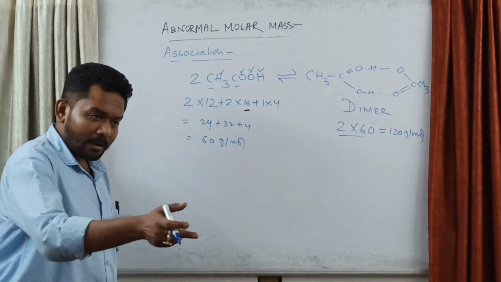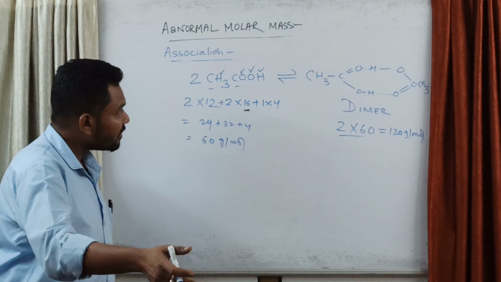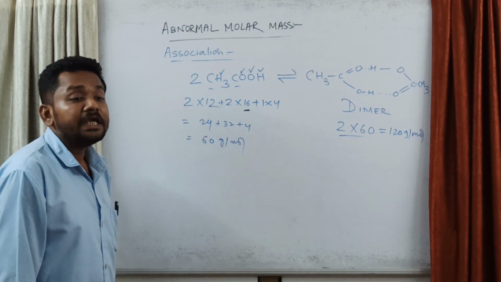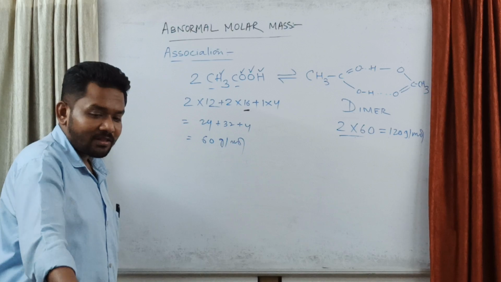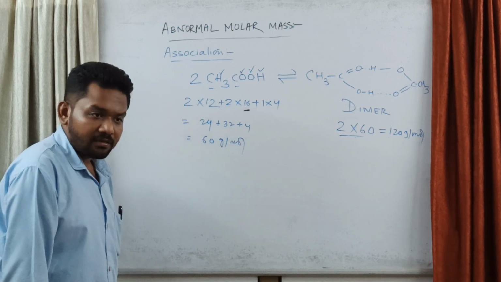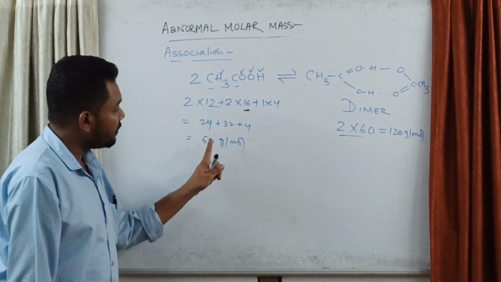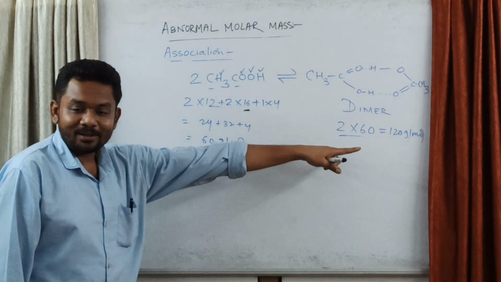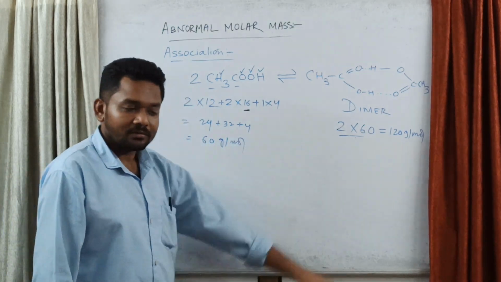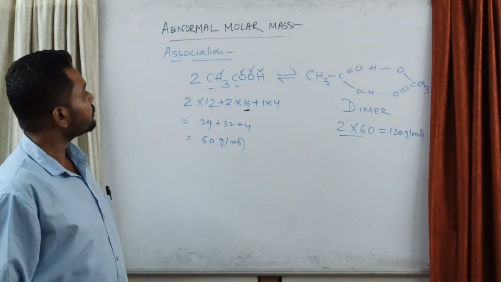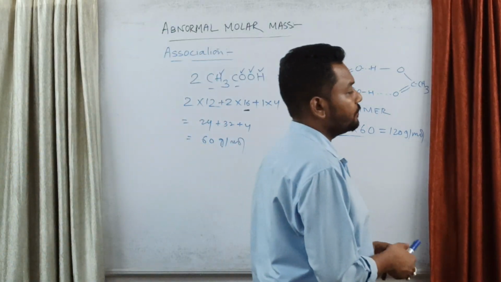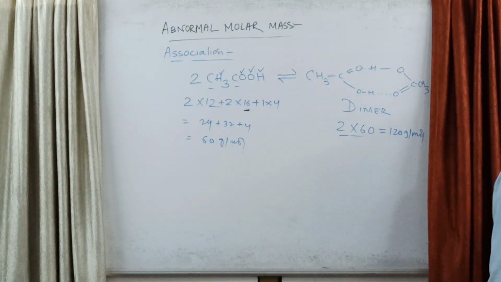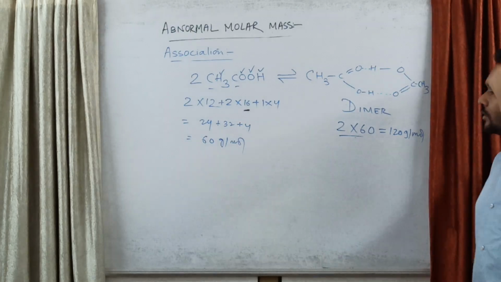Is it clear? You have written already. Due to the association, molar mass of solute increases. You have written this last line, you can see. So molar mass of solute becomes 60 to 120. So molar mass increases. Clear? Next, write down. Dissociation.